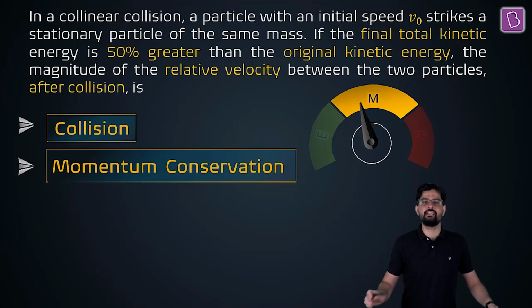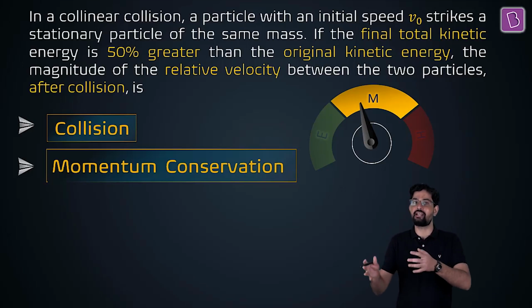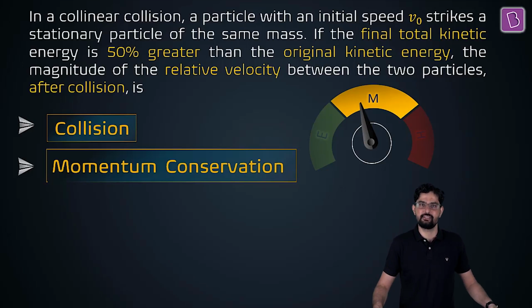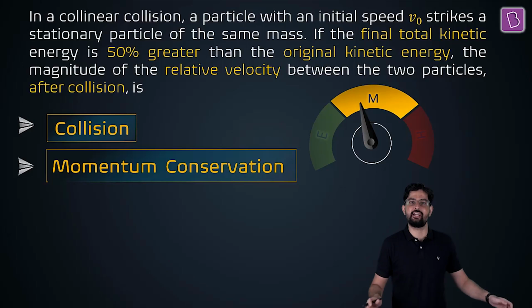Well, recall that in the case of perfectly elastic collision, the initial kinetic energy was equal to the final kinetic energy of the particles, right? And the coefficient of restitution e was 1. But here the final kinetic energy is more than their initial kinetic energy. Well, how?